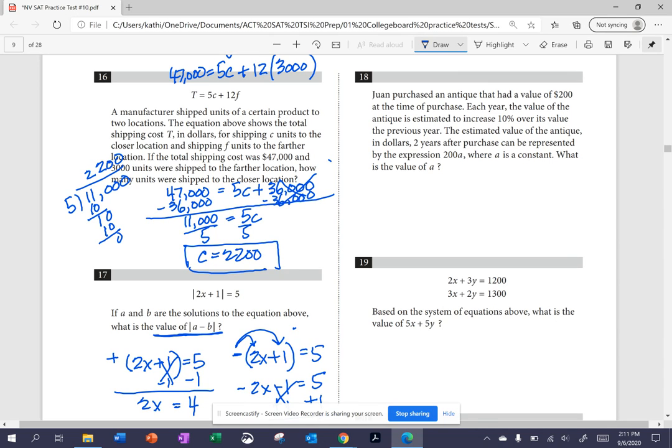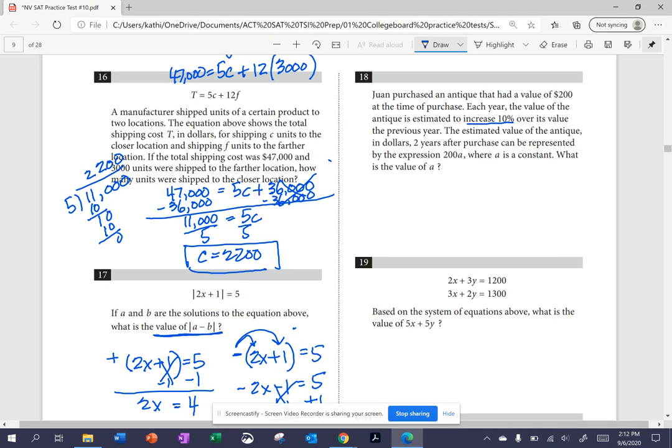Juan purchased an antique that had a value of $200 at the time of purchase. Each year, the value of the antique is estimated to increase 10% over its value the previous year. The estimated value of the antique in dollars 2 years after the purchase can be represented by the expression 200A, where A is a constant. What is the value of A?